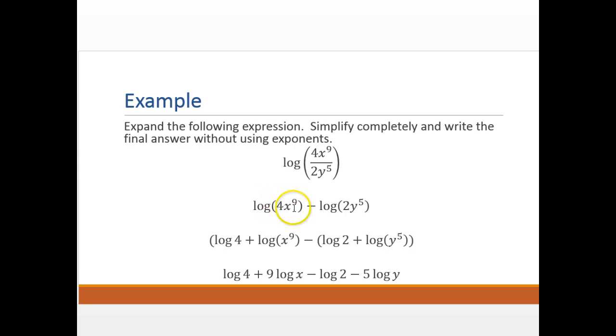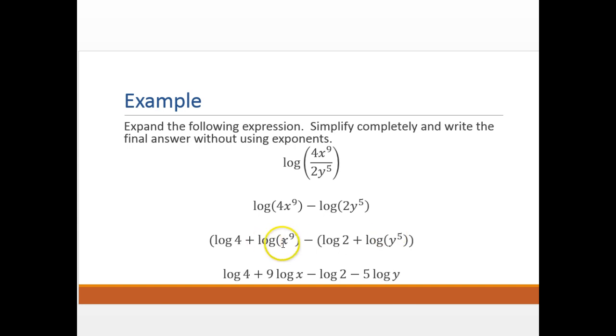When I multiply, I add. So log of 4x to the 9th becomes log of 4 plus log of x to the 9th. I'm going to put a parentheses around here because this minus sign applies to the whole log. So minus log of 2y to the 5th is log of 2 plus log of y to the 5th. I'm going to distribute my minus signs on the right hand portion of this expression.